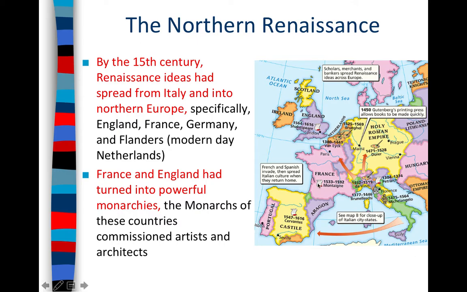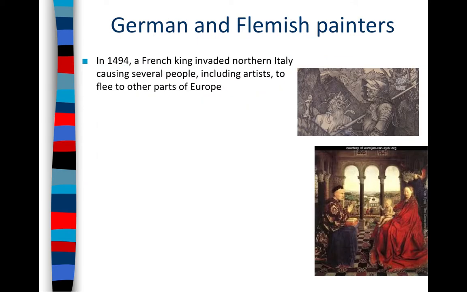Okay, so if you look at the map, Italy, Florence is right here, and basically through trade and information, the Renaissance will spread into northern Italy. So here's England, and here's the Netherlands. So German and Flemish painters.